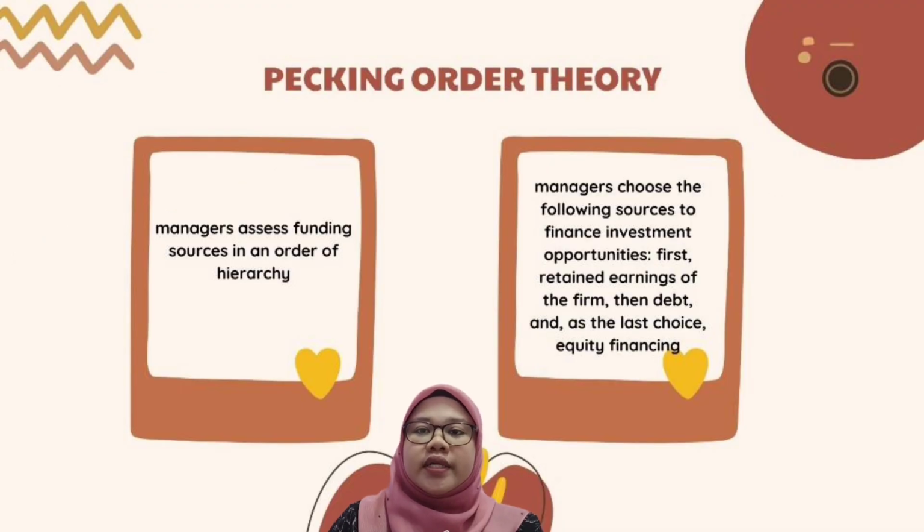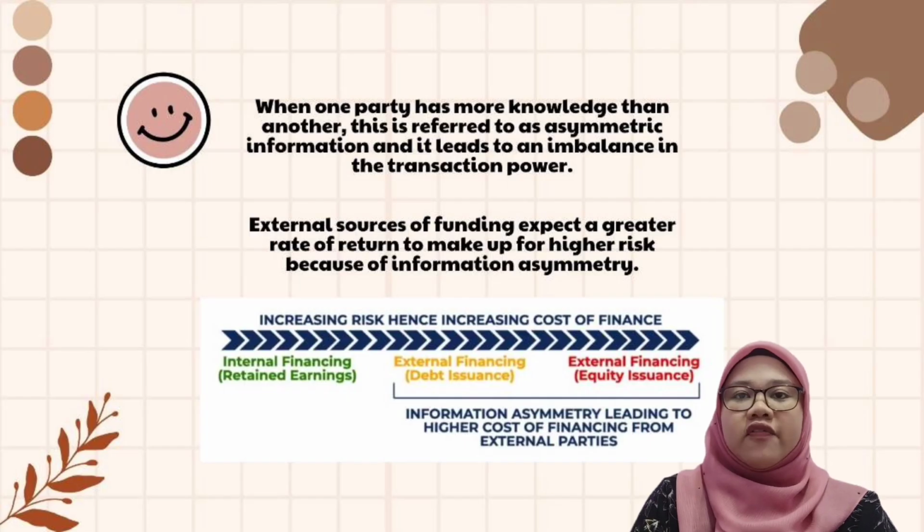The pecking order theory refers to managers accessing funding sources in an order of hierarchy. Managers choose the following sources to finance investment opportunities. First, retained earnings of the firm, then debt, and as the last choice, equity financing. The idea of asymmetric information leads to the pecking order theory. When one party has more knowledge than another, this is referred to as asymmetric information, and it leads to an imbalance in the transaction power.